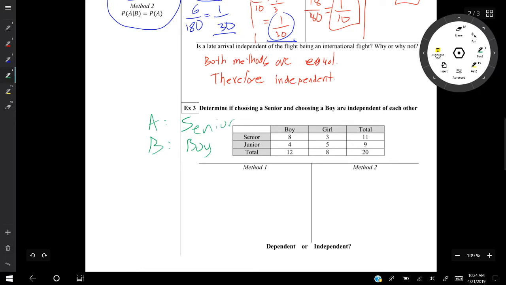So what's the probability of choosing a senior? Probability of choosing a senior is, where are the seniors? Total number of seniors are 11 out of 20. What's the probability of choosing a boy? There are 12 boys out of the 20, which comes out to be, these are both divisible by 4, by the way, so that's 3/5. So 33 100ths.